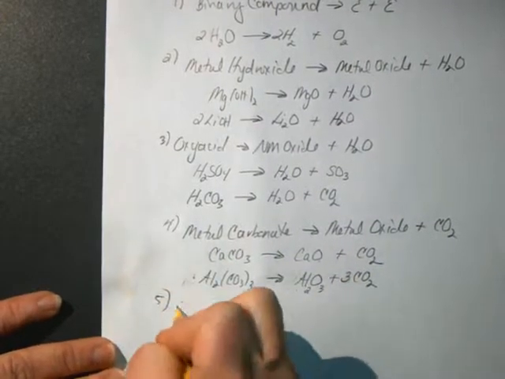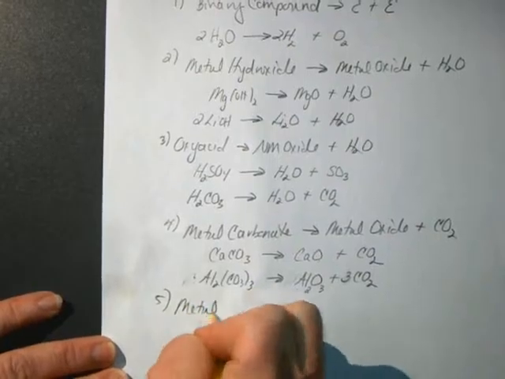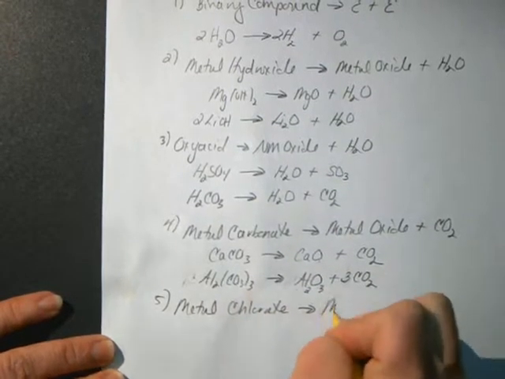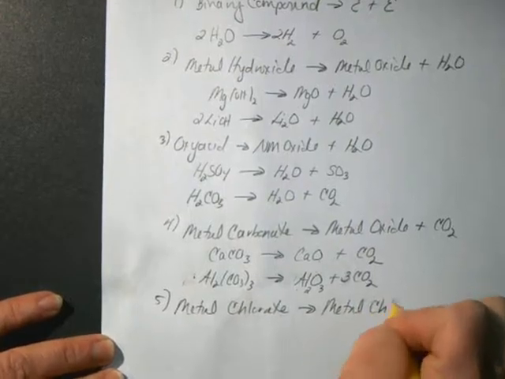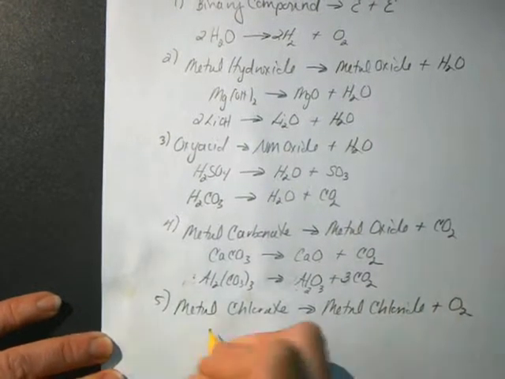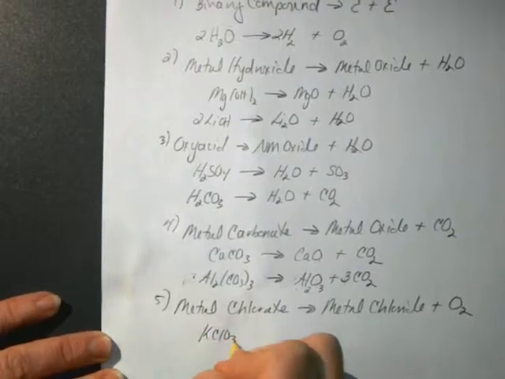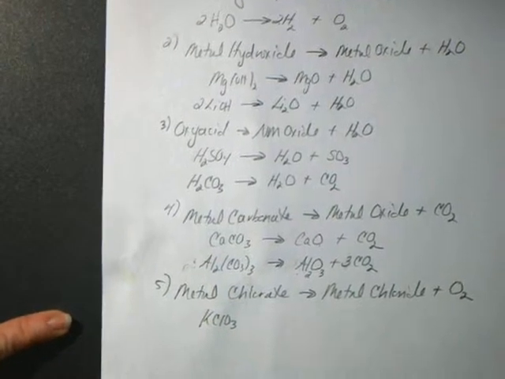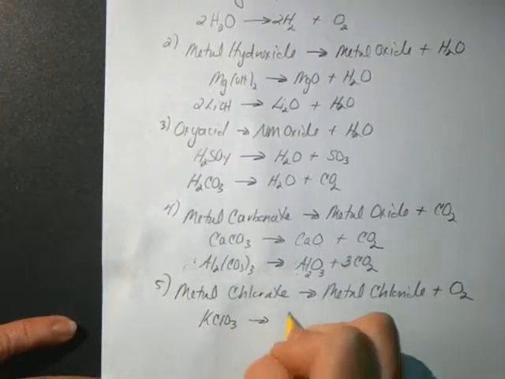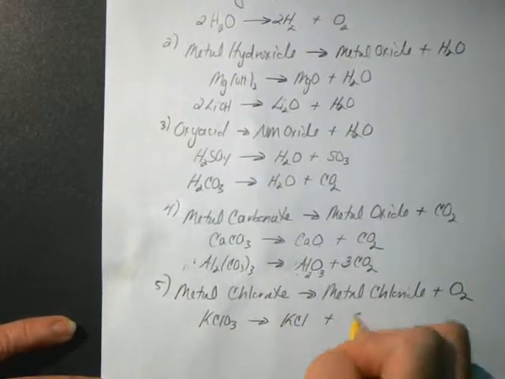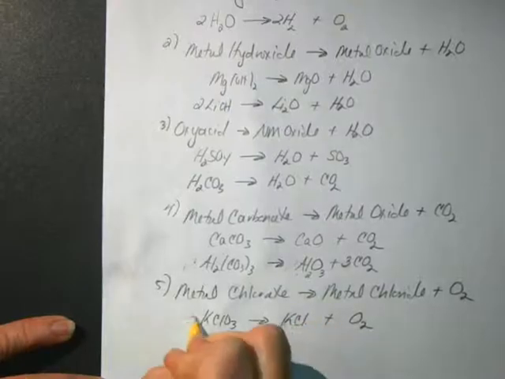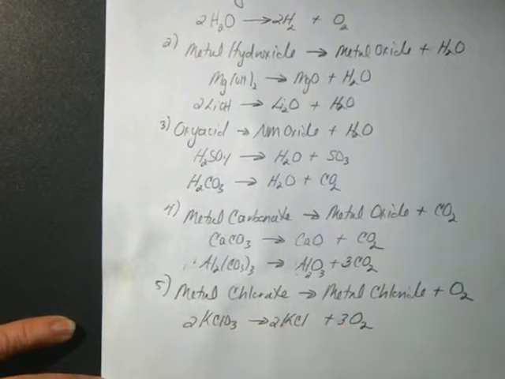If I take a metal chlorate, I will get a metal chloride and oxygen gas. The classic experiment that we did several times in honors chemistry, we decomposed potassium chlorate. We will get potassium chloride and oxygen gas. +1, -1, we need a 2, and a 3.